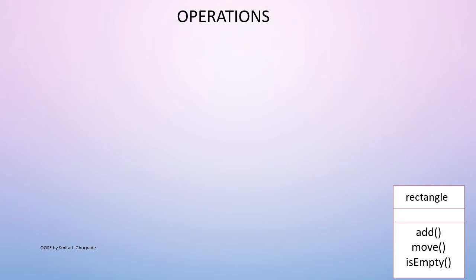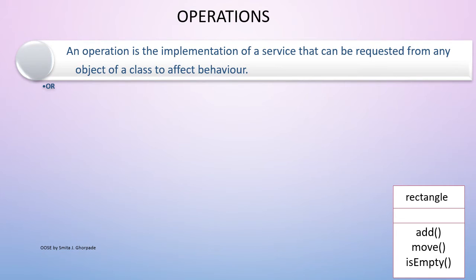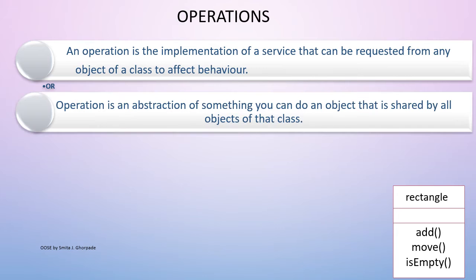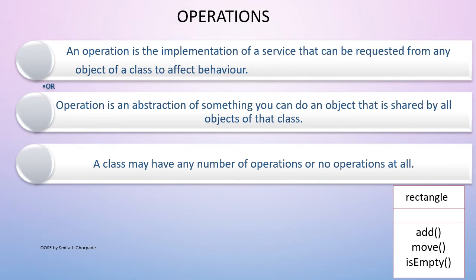Operations or methods defined in a class. An operation is the implementation of a service that can be requested from any object of a class to affect the behavior of an object. An operation is an abstraction of something you can do to an object that is shared by all the objects of a class. Means the behavior of a class or an object is shown by operations. A class may have any number of operations or no operations at all.